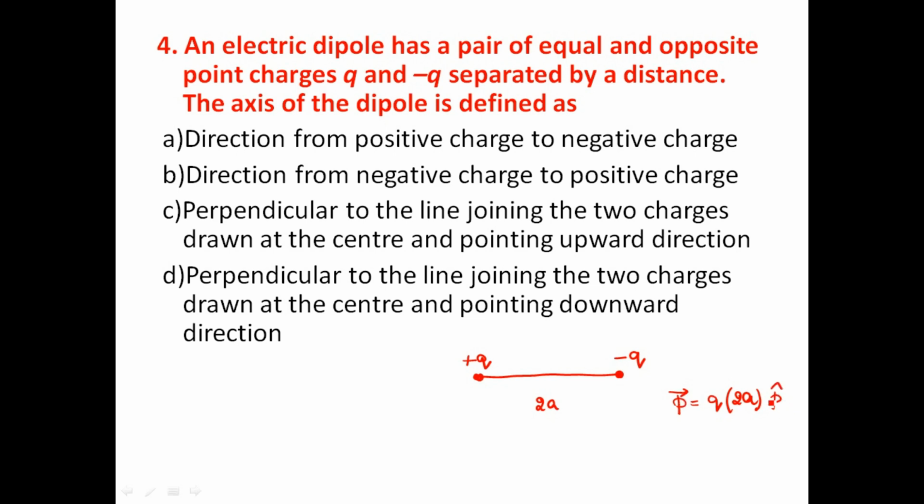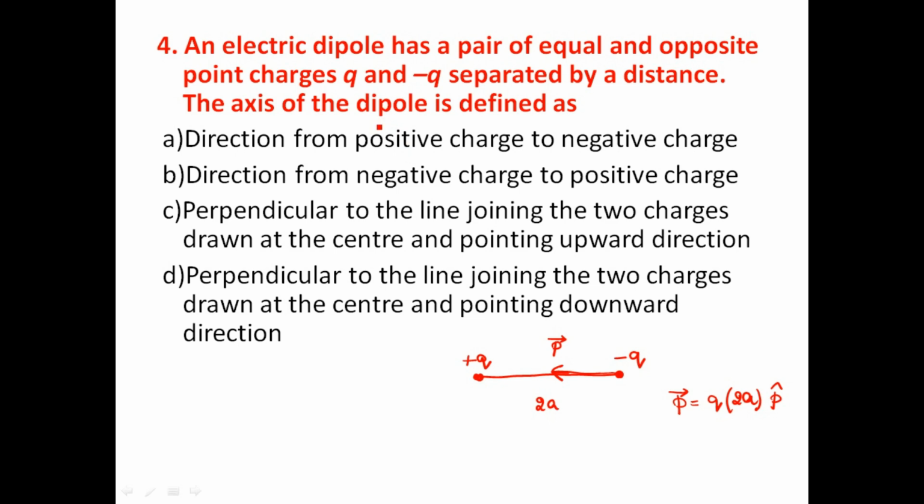P cap represents the direction of this vector P. What is the direction of this dipole moment? It is from negative charge to positive charge. This is the direction. Hence I'll write vector P to be from negative charge to positive charge. This is what we know and we have already studied about it.